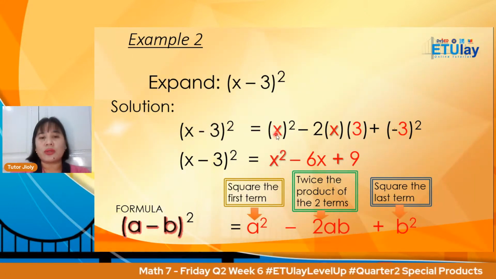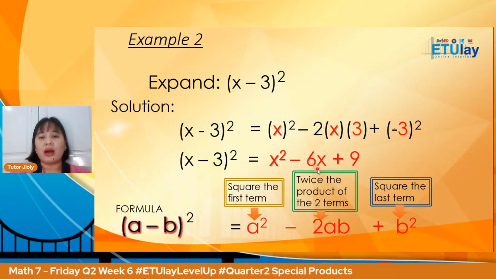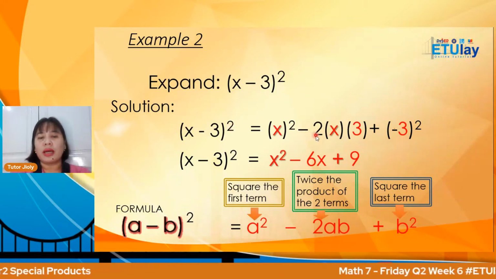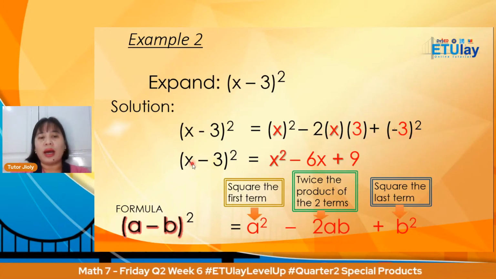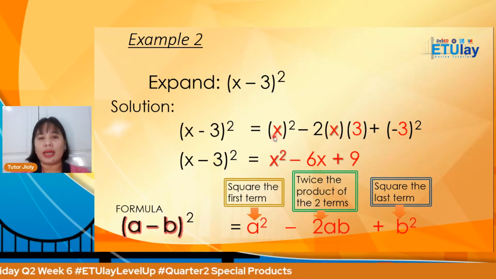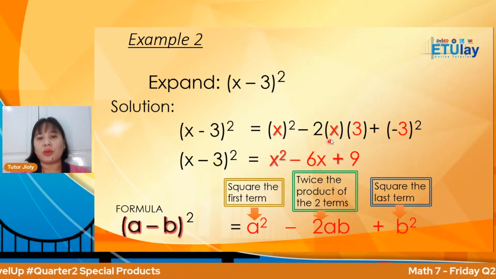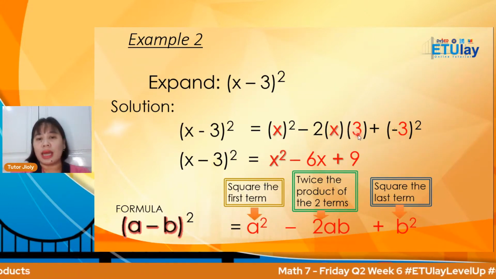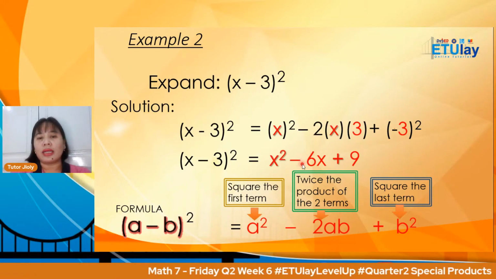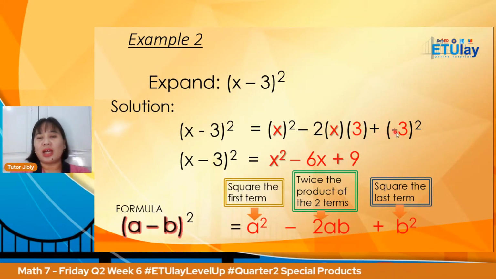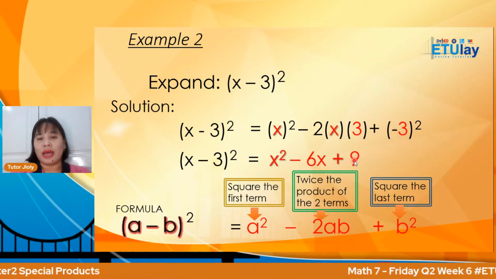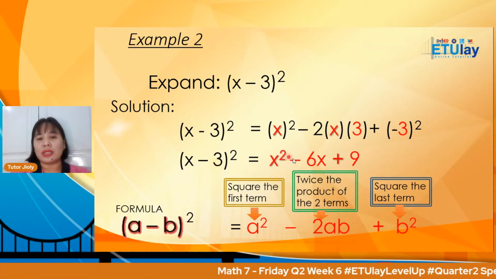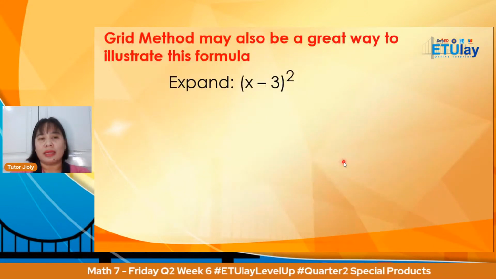So first, we're going to square the first term, twice the product of the two terms. So 2, ibababa lang natin yung exponent. So 2 times x times 3 plus negative 3 raised to 2. Then after that, simplify natin. So we have x raised to 2. Then x times 3, that is 3x, multiplied to negative 2, that is negative 6x. Then square natin, negative 3 times negative 3, that is positive 9. So, this will be the answer, x raised to 2 minus 6x plus 9.